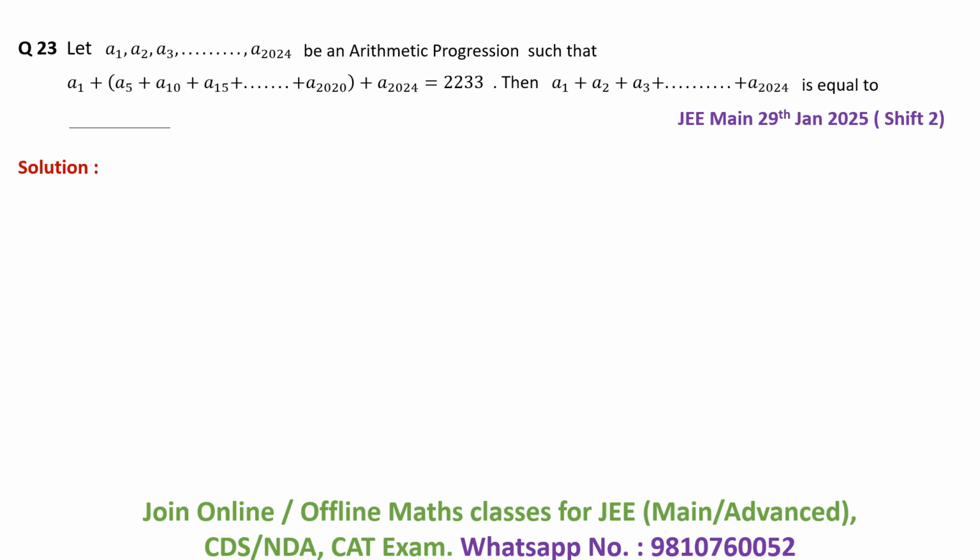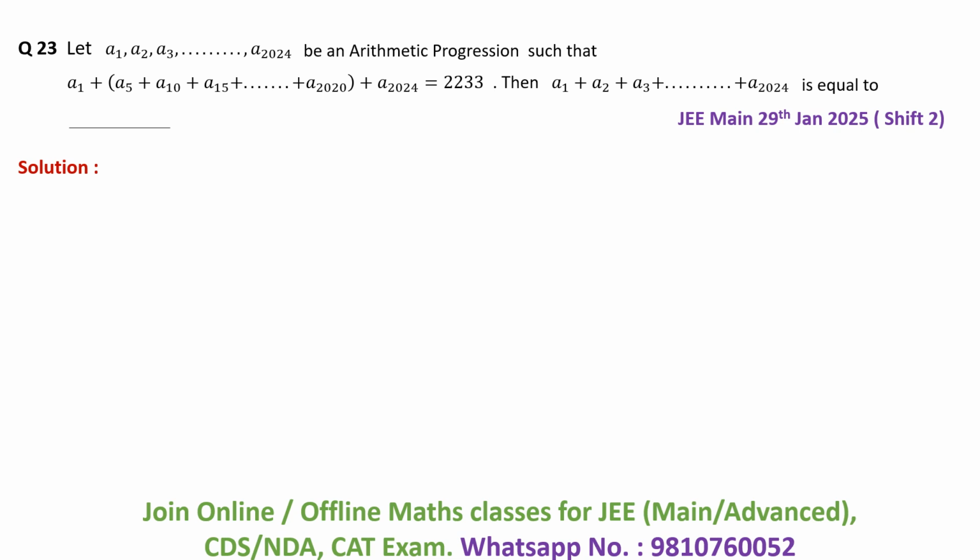Now, students, this question is based on the topic of sequences and series. It says, let A1, A2, A3 and so on up to A2024 be an arithmetic progression such that A1 plus (A5 plus A10 plus A15 and so on up to A2020) plus A2024 equals 2233. Then A1 plus A2 plus A3 and so on up to A2024 is equal to.